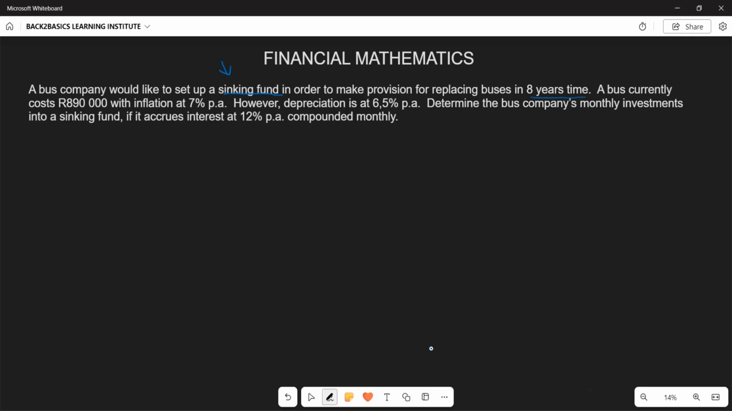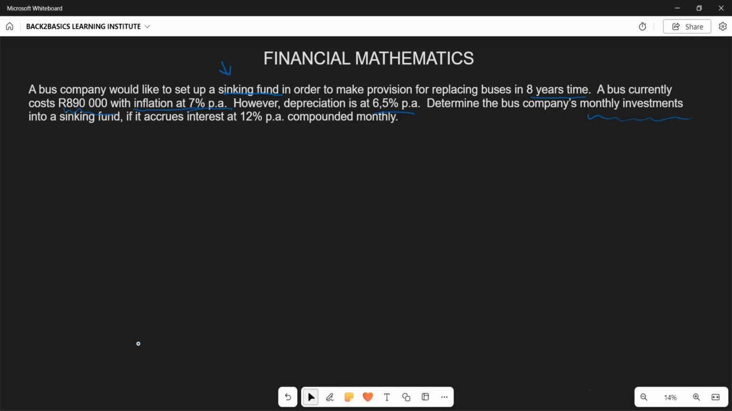They say the current value of the bus is 890,000 with an inflation of 7%. However, it depreciates at 6.5%. Now, in order for us to determine the monthly investment, let's see what we are going to do here. Firstly, we are going to calculate the value of the bus in 8 years given this inflation.